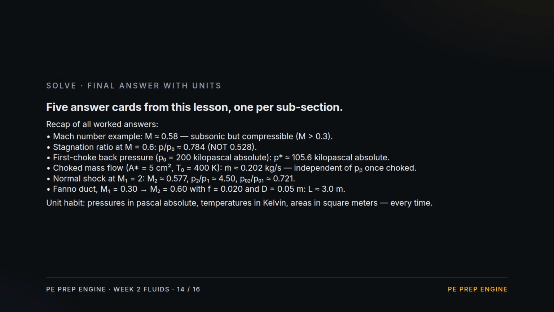Recap. Mach example 0.58. Pressure ratio at Mach 0.6, 0.784. The reservoir chokes at 105.6, locking in about 0.20 kilograms per second. Shock at Mach 2, downstream near 0.58. Pressure jump 4.5, 72% stagnation recovery. Fanno, 3 meters of duct. Always Pascal absolute, Kelvin, square meters.